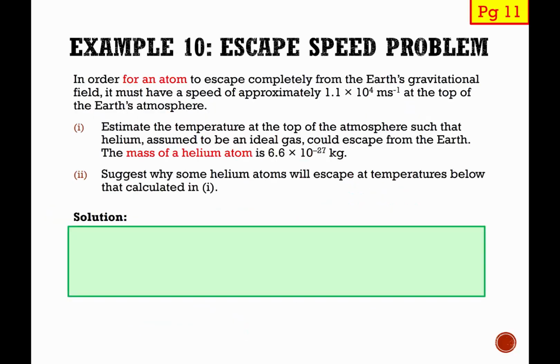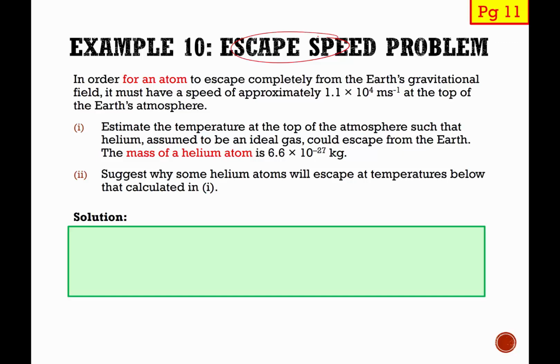So for the last example that I'll be going through, it relates to the escape speed, which is something that you have already learned in gravitation. So here, you are given the minimum speed, which is the escape speed required by an atom at the top of the Earth's atmosphere to completely escape from the Earth's gravitational field.